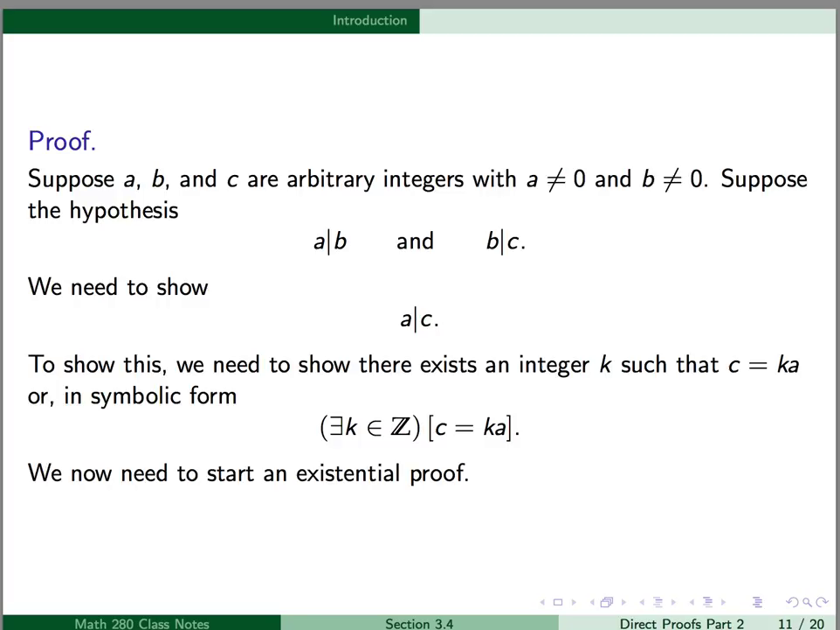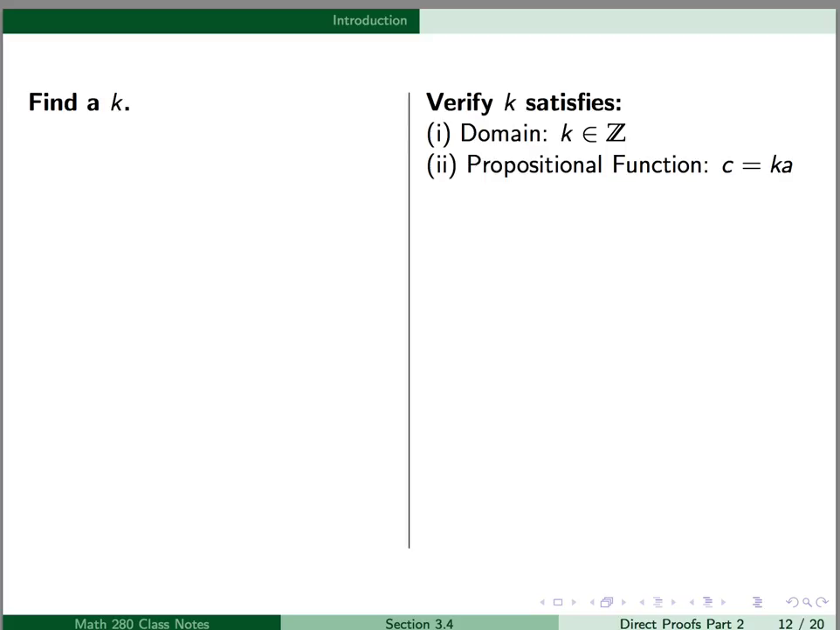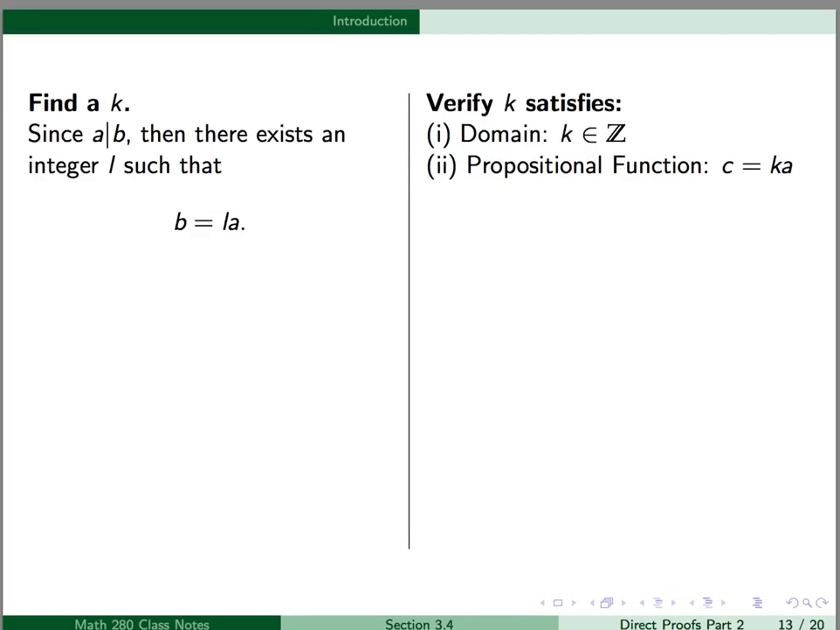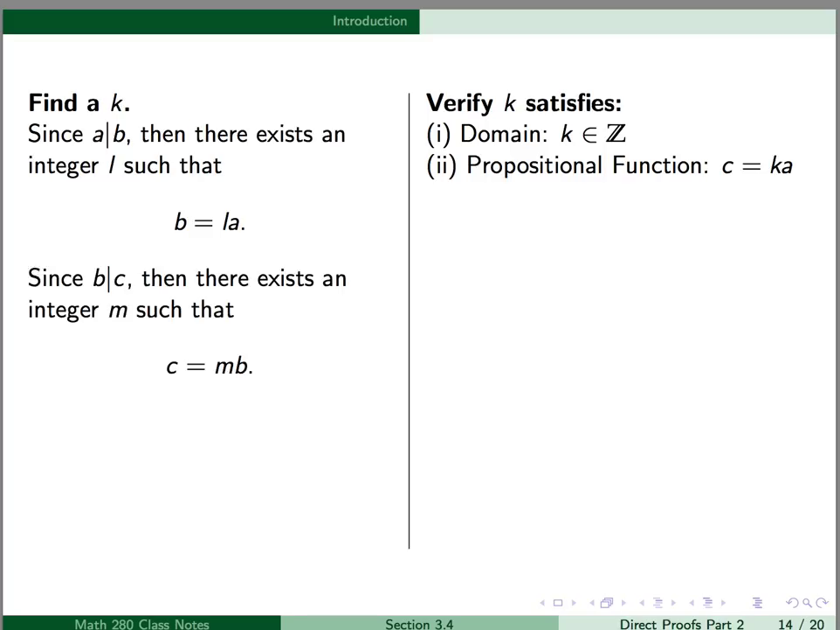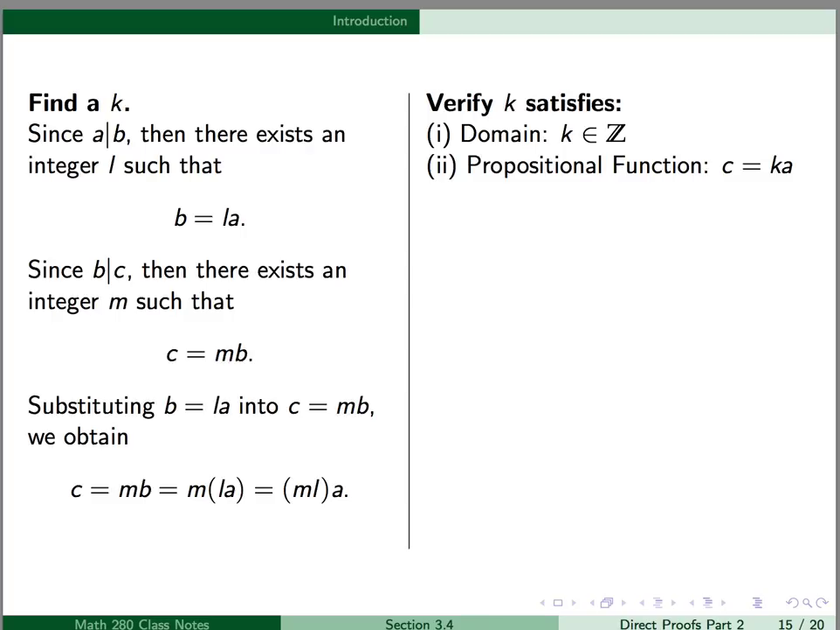We now have an existential statement, so we need to start an existential proof. We set up our two columns. We need to find a k and then verify that our k satisfies our two conditions. To find our k, we're going to use our hypotheses. So, since a divides b, there exists an integer l such that b is la. Since b divides c, then there exists an integer m such that c is mb. And we can combine these two equations, substitute b equal to la into c is mb, and we obtain c is mb, which is equal to m times the quantity la, which is equal to ml times a.